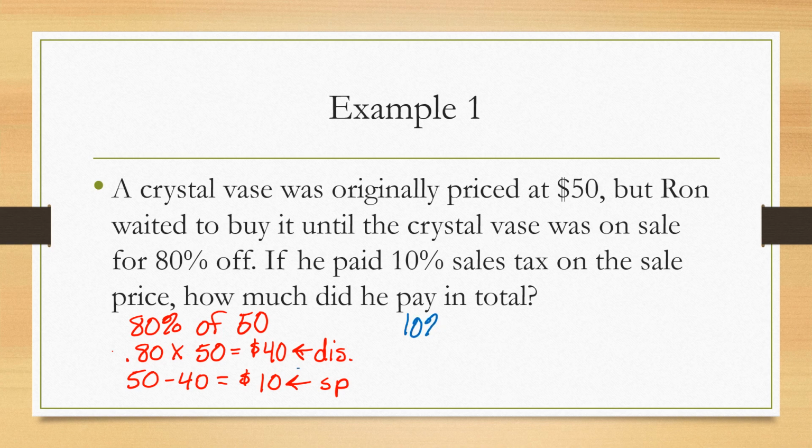So 10% of, and the sale price, which is what you're paying for it, is $10. So 0.10 times 10 equals 1. Ask yourself, what is $1 representing? Okay, $1 is your tax. Okay, so to find our total, including tax, we're going to take our sale price of $10, our tax of $1, add those two together, and our total is $11.